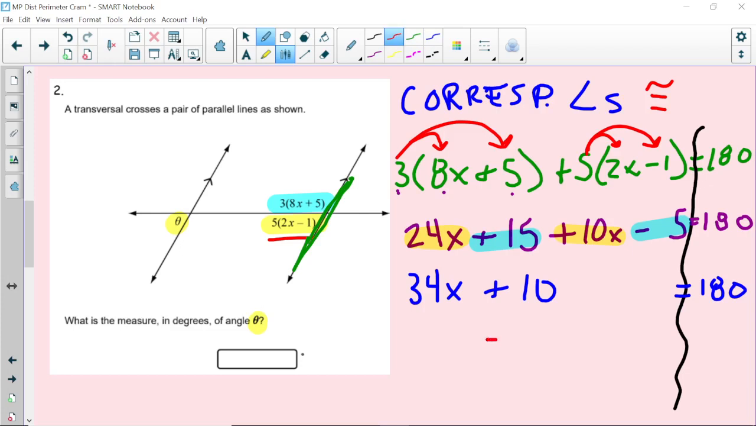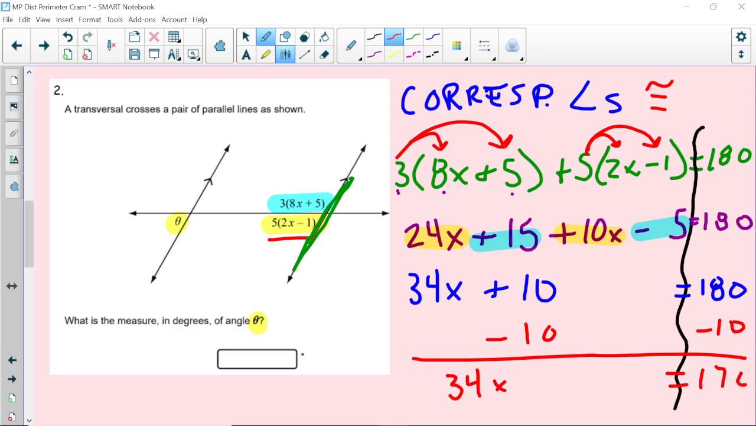All right, let's subtract this constant on both sides to get x by itself. So 34x equals 170. And then lastly, I'm going to divide both sides by 34. Scroll down just a touch.